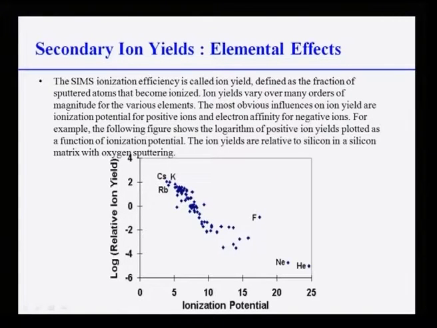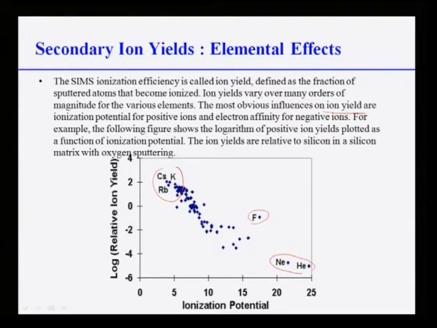The most obvious influences on the ion yields are the ionization potential for positive ions, because if the ionization potential is very high, it will sputter an atom, not an ion, and also the electron affinity for negatively charged ions. For example, this figure shows the logarithmic positive ion yield as a function of ionization potential. Ion yields are relative to silicon in a silicon matrix with oxygen sputtering. What you see here is that cesium, rubidium and potassium have a very high ionization yield, whereas neon and helium have a very low ion yield. In fact, fluorine is also a borderline case.